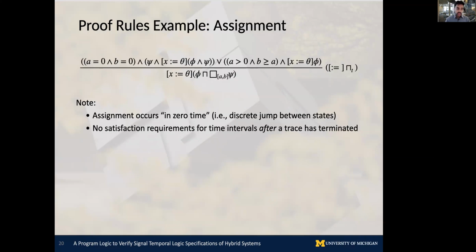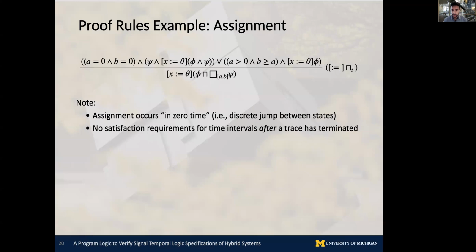First up, assignment. Two things I want to note here. One of which is that assignments in STDL and in DL are discrete steps, and they occur in zero time. It is like shifting of states from one state to another along the same value of time. The second thing I want to point out is that there are no satisfaction requirements in STDL formulas for time intervals after a trace has already terminated. And I will explain exactly what that means in a bit.